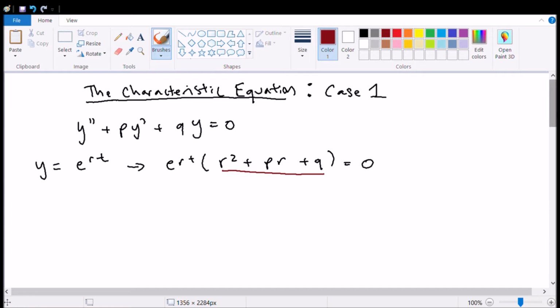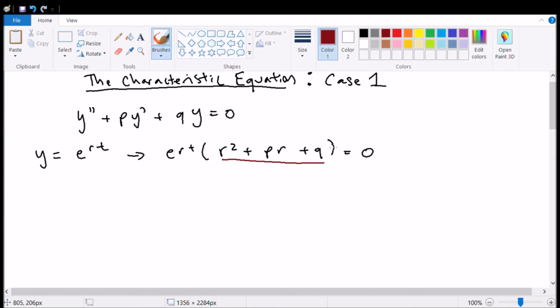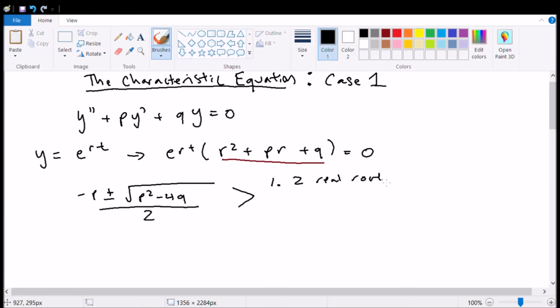Okay, so now we're going to discuss case 1 of this polynomial. When you factor this with the quadratic formula, you'll get something like this. And you know that this can have three cases. The first case is that there are two real roots. The second case is that there are no real roots. And the third case is that there is one real root. So we're going to be dealing with the first item on this list today.